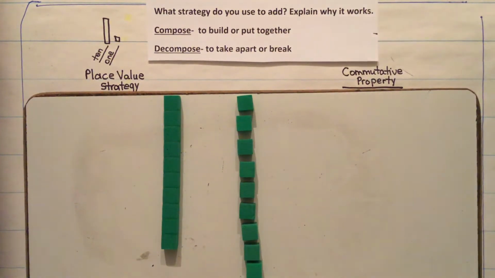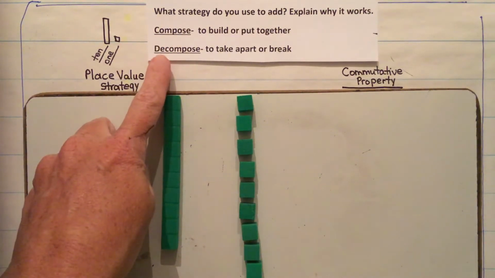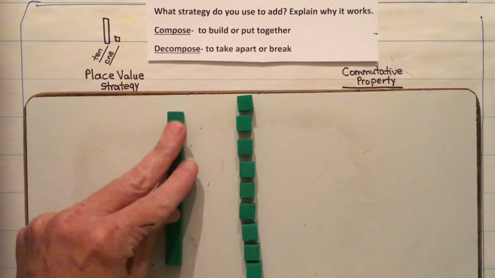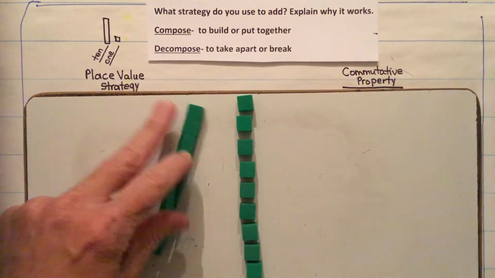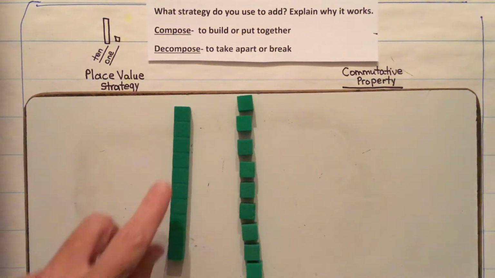There are two important vocabulary words I want to make sure that we are clear on, and you should have heard both of these before: compose and decompose. Compose means to build or put together. This we know is 110. They are 10 ones, but they are together, they are connected, they are composed.